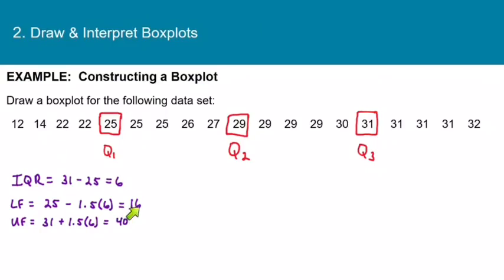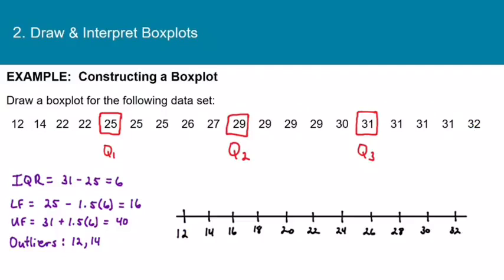So anything that's not between 16 and 40 is considered an outlier. I see here that I have a couple of values that are less than 16, so these two will be outliers, but I do not have any values that are greater than 40, so there won't be any outliers on that end. And now our number line needs to go from 12 to 32. I thought it would be convenient to count by twos, so I just started at 12 and counted by twos all the way up to 32.